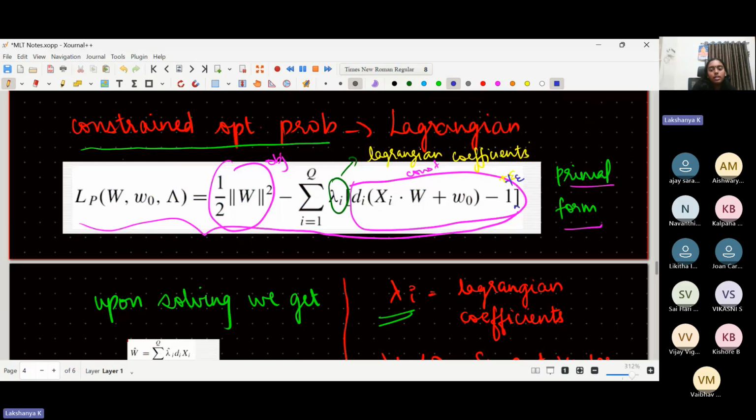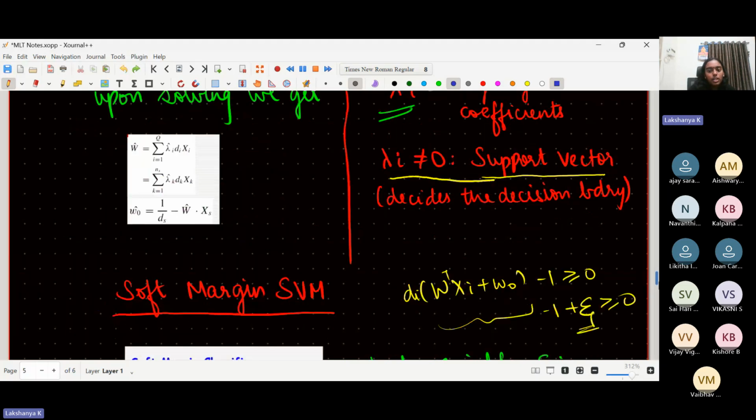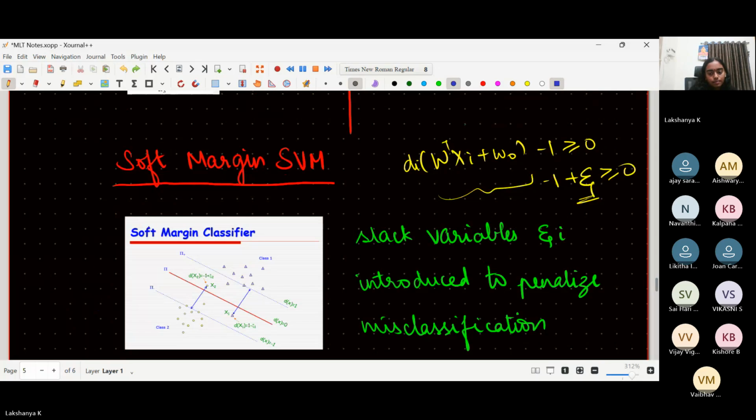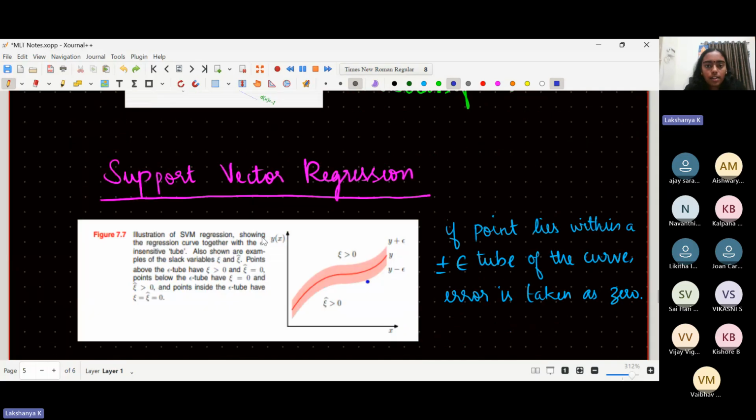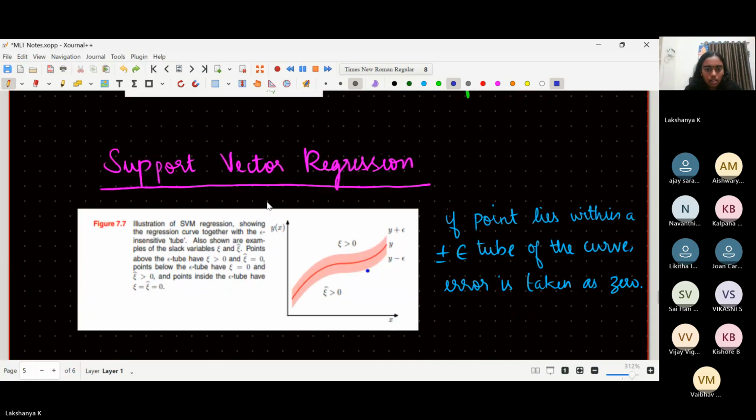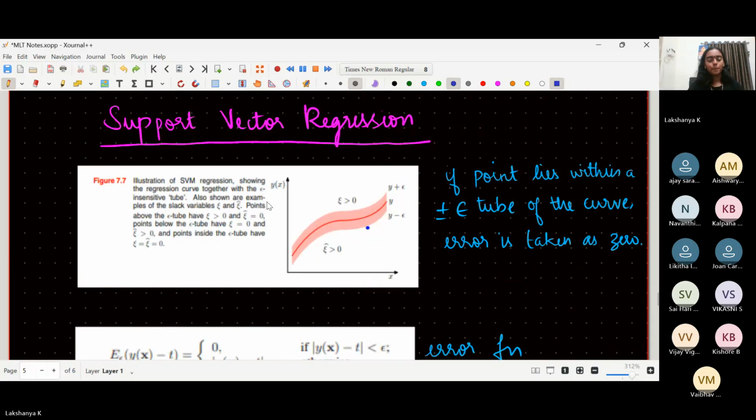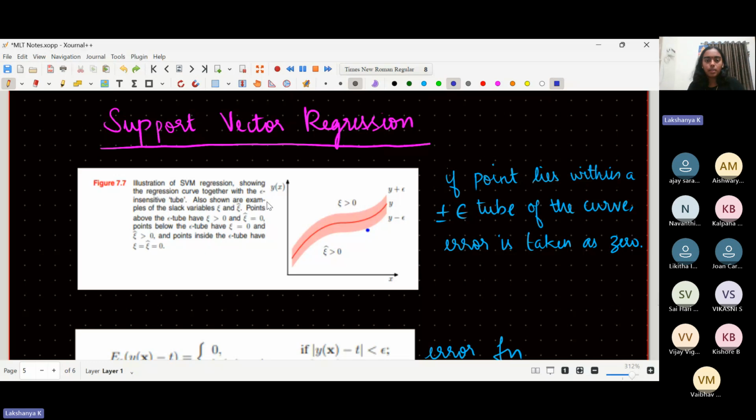That is the only change in your soft margin SVM. There are no other changes. So is SVM clear to everyone? Shall we move to support vector regression? Okay, I assume there are no questions.